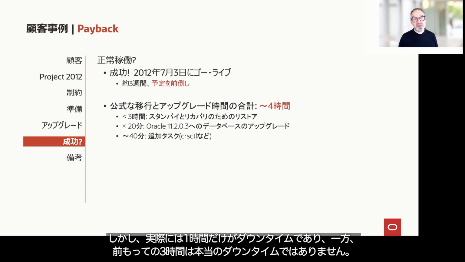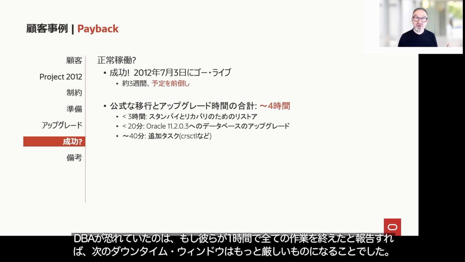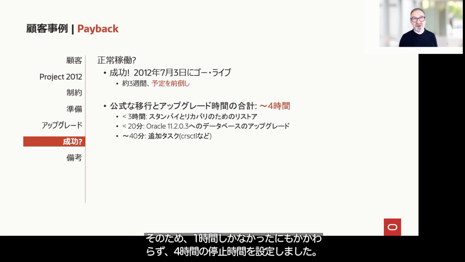But in fact, only 1 hour is downtime, whereas the 3 hours upfront is not real downtime. The fear of the DBAs was that if they reported they did everything in 1 hour, the next downtime window would have been much tighter. So they went with 4 hours outage time, even though we had just 1 hour.